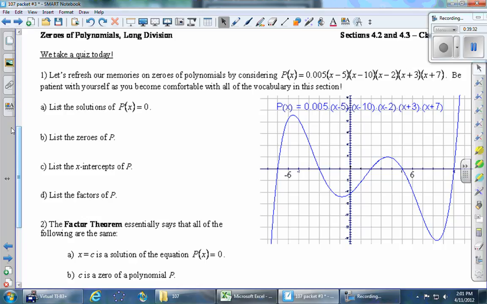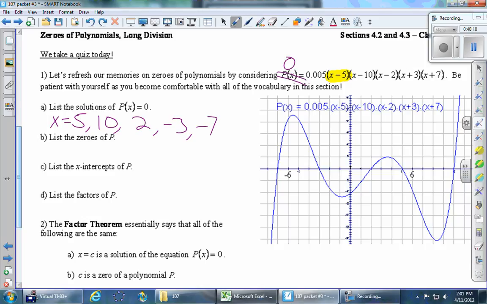Okay, let's try part A. List the solutions of P of X equals 0. We did all this last time, but we're just reminding ourselves. So instead of P of X, I'm putting 0 right there. Can you guys see the solutions? What value of X will make this part equal to 0? 5. And so you can just grab them one at a time. What's the next one? 10 and then 2, -7. Those are all the solutions to P of X equals 0.